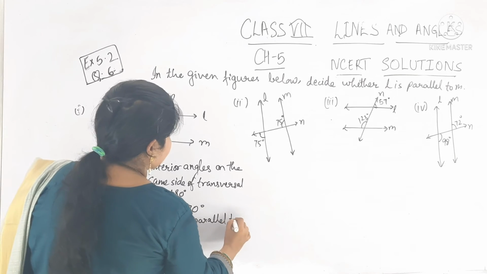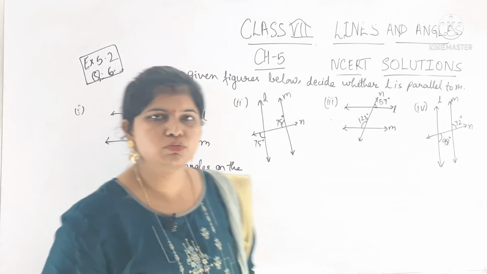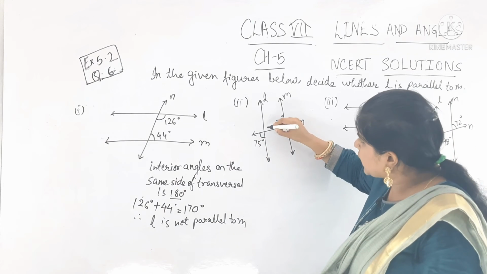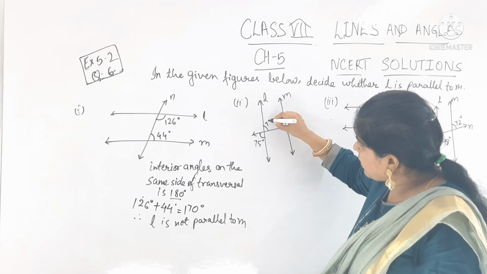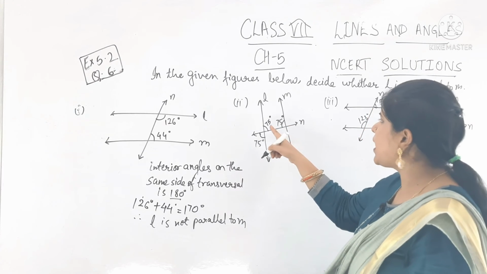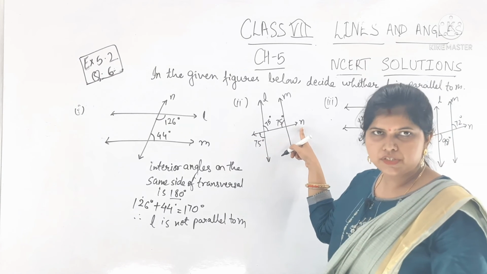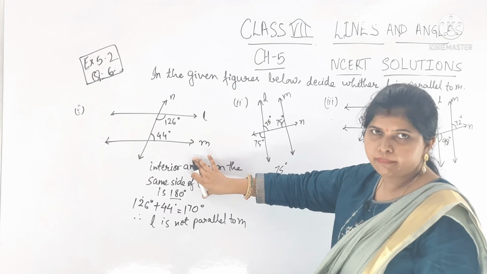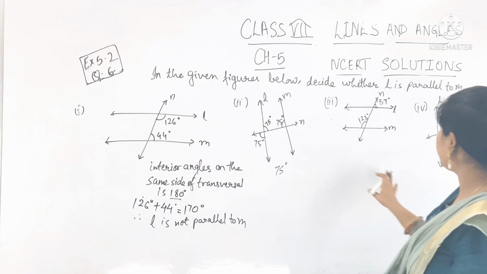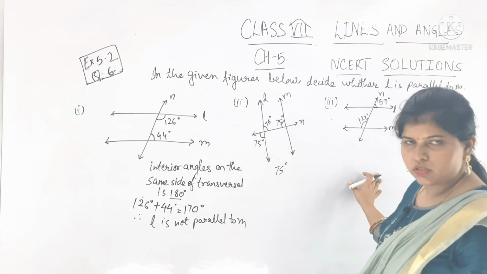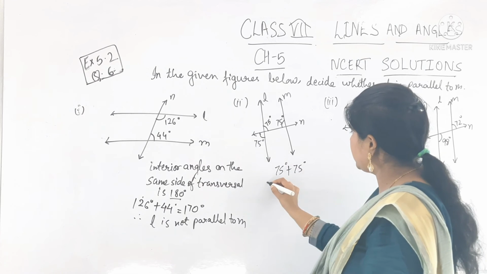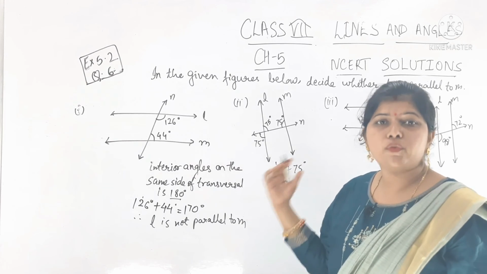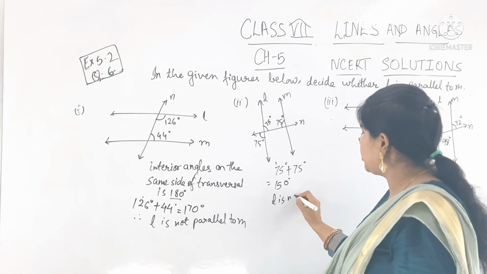Okay, so this is the first part. Now let's come to the second part. Here you can see this is 75 degrees. By the vertically opposite angle, this can be 75 degrees. N is the transversal intersecting L and M. You have to write the same property in all the questions. Here 75 degrees plus 75 degrees is 150 degrees. So I am getting 150 degrees, not 180 degrees. So L is not parallel to M.